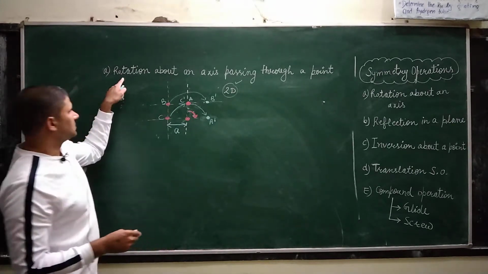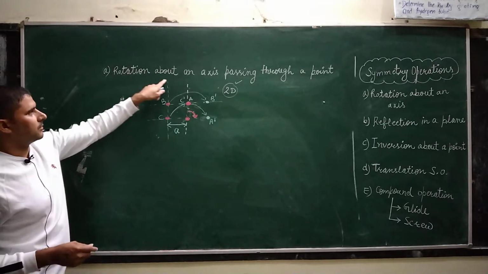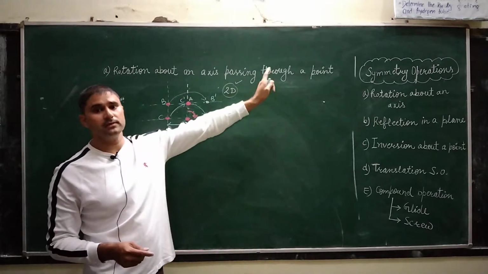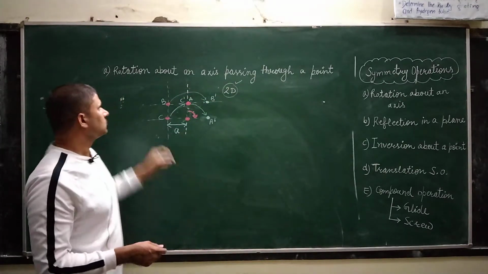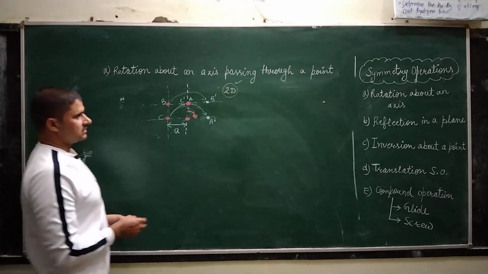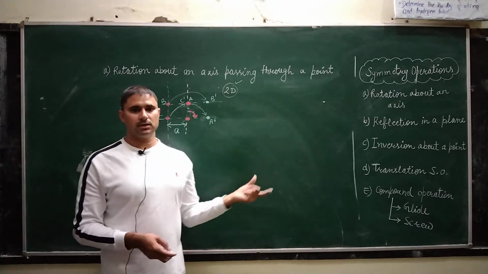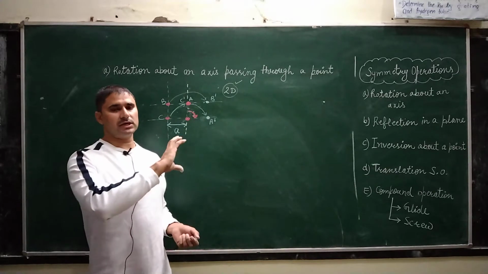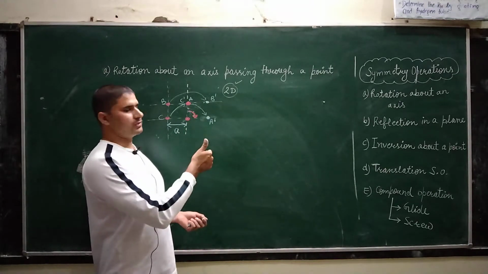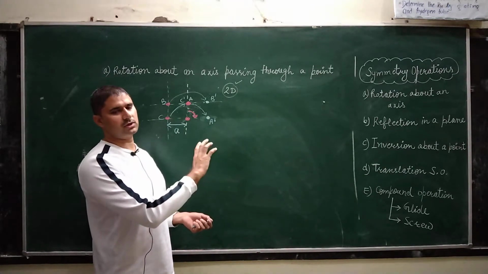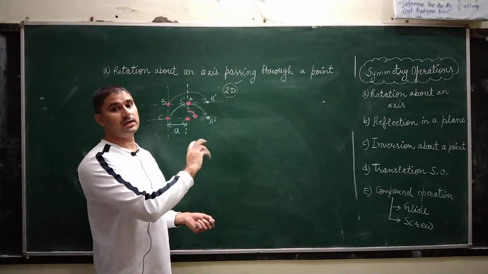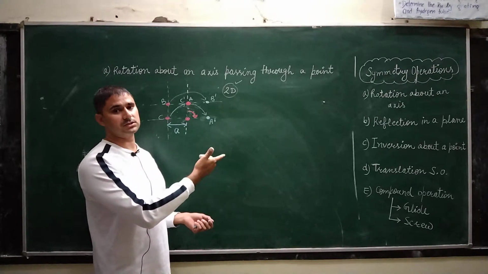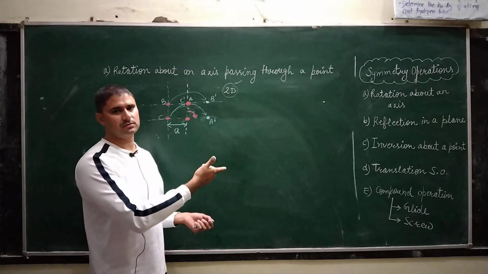So this is what rotation about an axis passing through a point is. If you define it, this is a symmetry operation in which, if the crystal is rotated about an axis passing through a lattice point perpendicular to its plane, then it leaves the whole crystal structure the same, invariant, okay class.